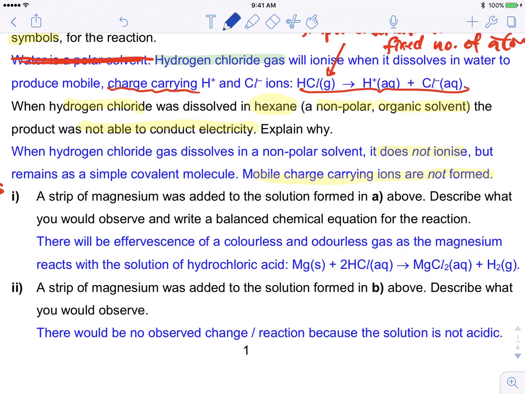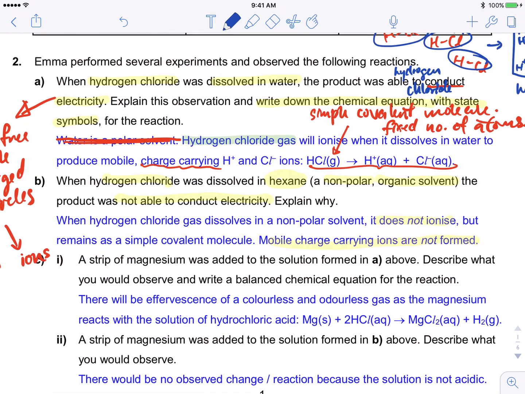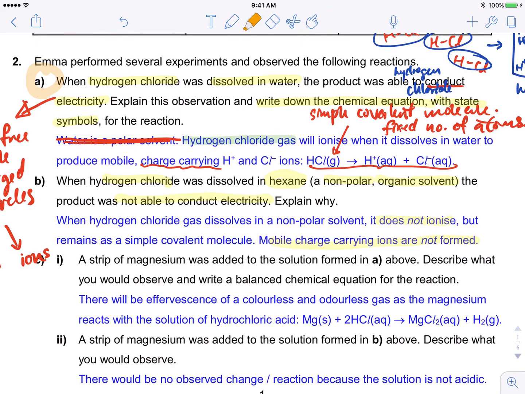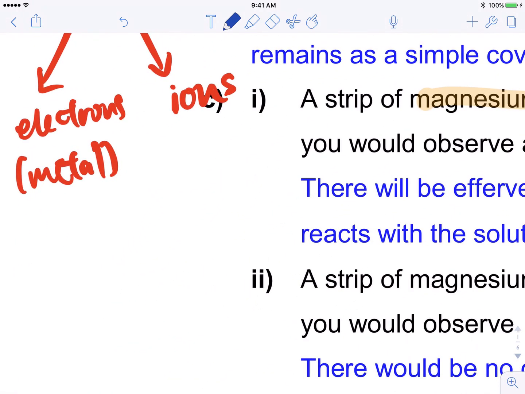Okay, a strip of magnesium was added to the solution formed in A. The solution formed in A being this solution, which is HCl in water. We add magnesium to hydrochloric acid. What will we observe? So this is an acid-metal reaction. It should give me salt and hydrogen gas. What will be my observation? Remember, if there's a gas involved, let me just write down.